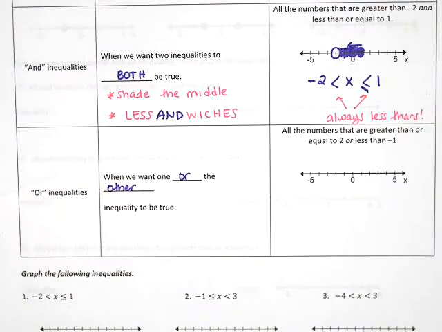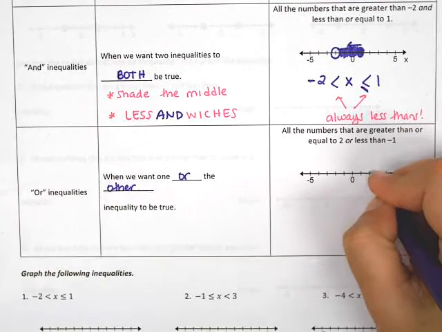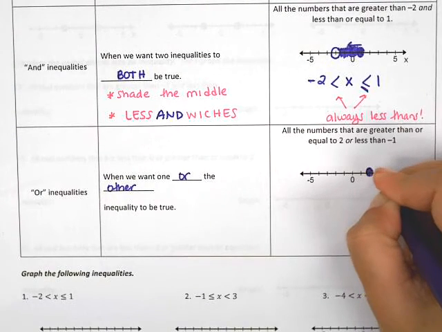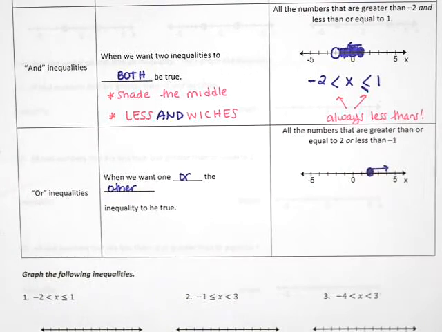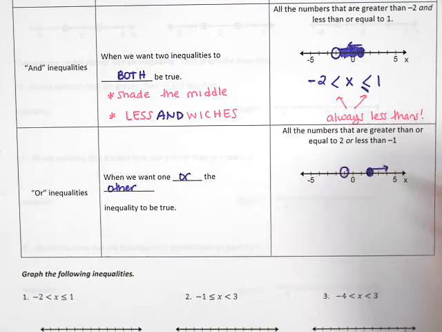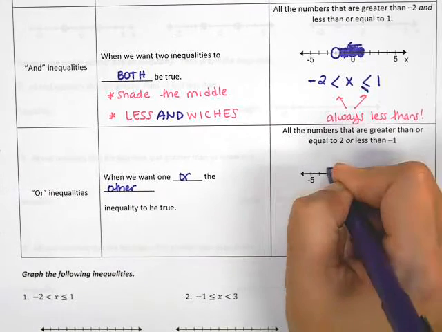Now the word or means we want one or the other to be true. So if we were looking for the numbers that are greater than or equal to 2, we would put a closed circle on the 2 and we would shade to the right. If we're looking for the numbers that are less than -1, we would put an open circle on the -1 and we would shade to the left.